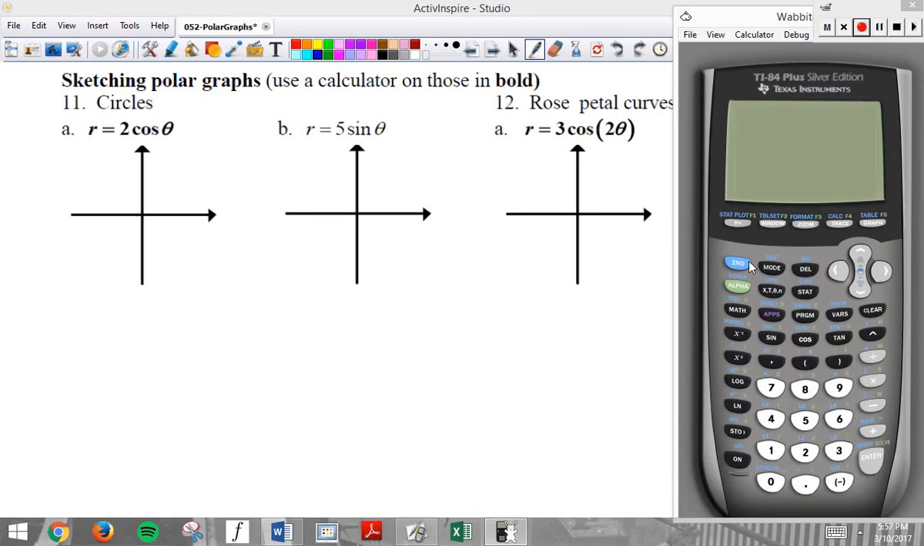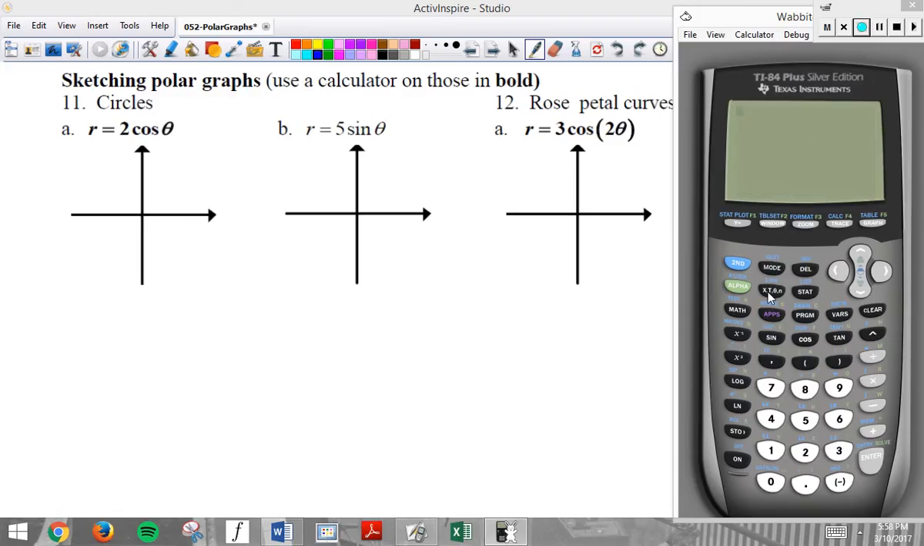So, we want to hit mode. We're going to go to polar, P-O-L for polar. In case I didn't get to it in the video for 9-1, I don't think I did, you can also do parametric. You usually don't need to, as much as you will need to think about this in polar. Enter. I went over to polar, I highlighted it, I hit enter.